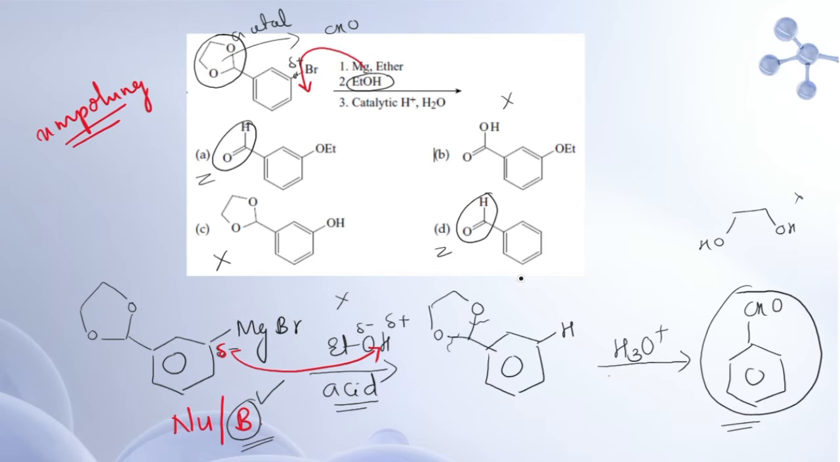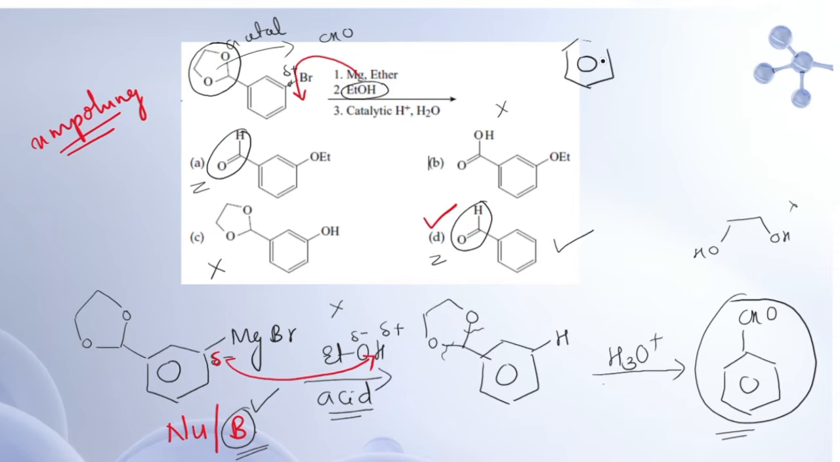So what is the final product we have? Benzaldehyde. Therefore, the final answer is option D. Students, let's summarize what we have learned here. So we have a beta-bromobenzaldehyde which is converted to benzaldehyde.